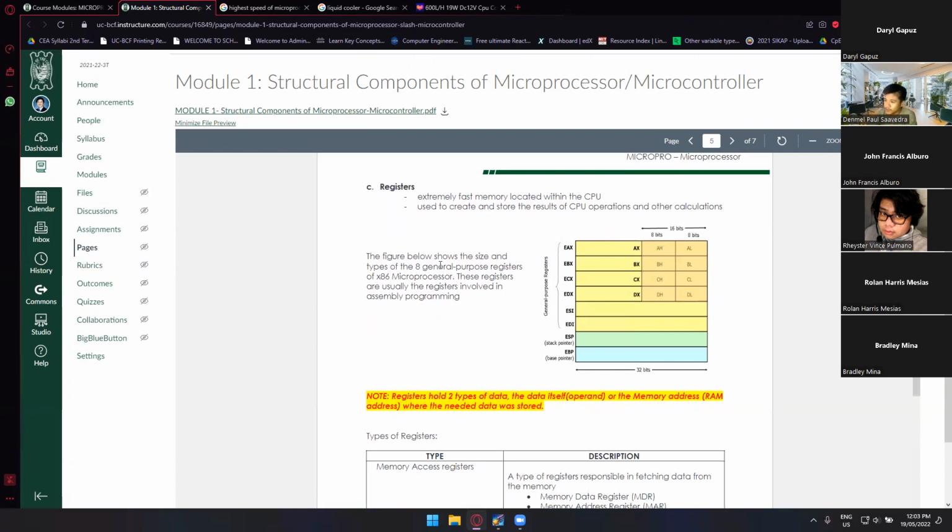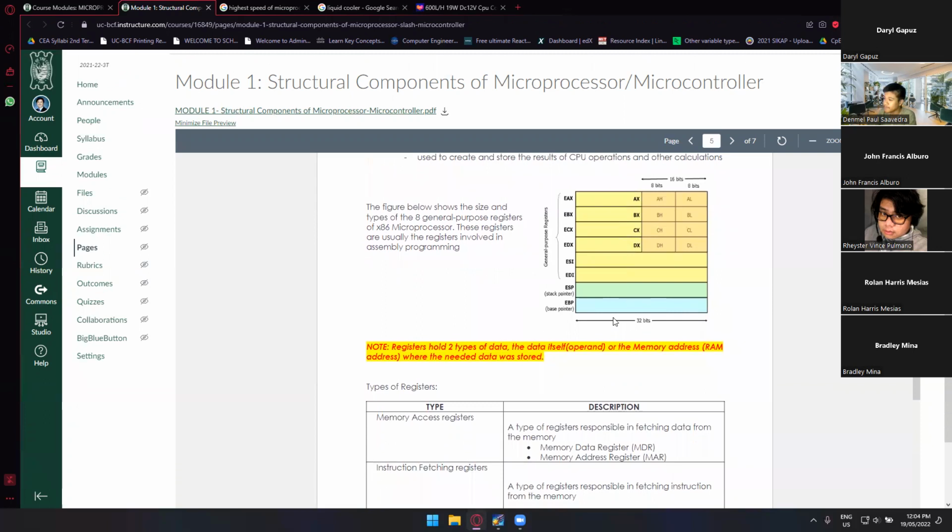And here is the figure for the size and types of the 8 general purpose registers of the x86 microprocessor, or let's just say 32-bit microprocessor. So these are usually the registers involved in assembly programming in your laboratory.